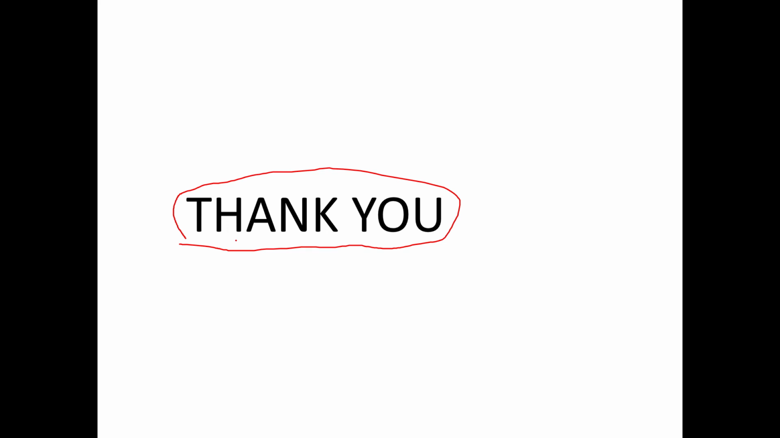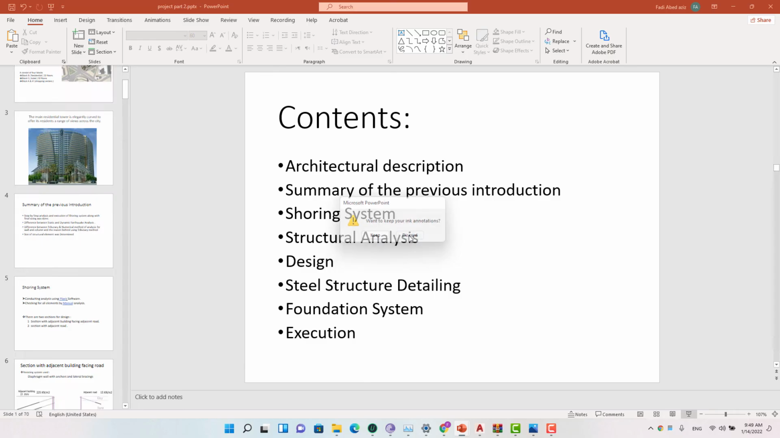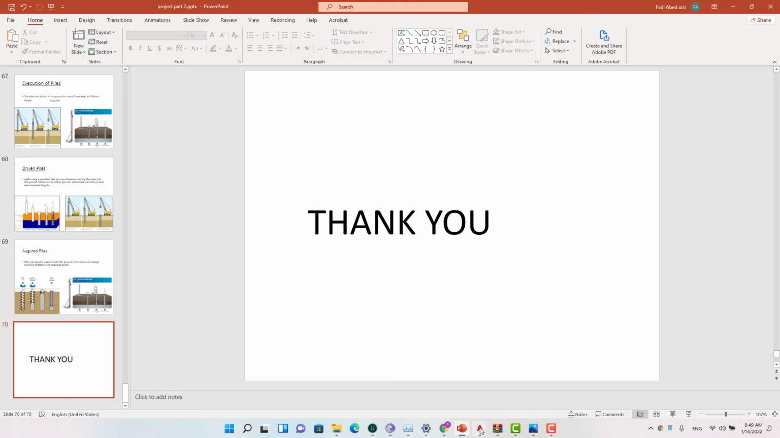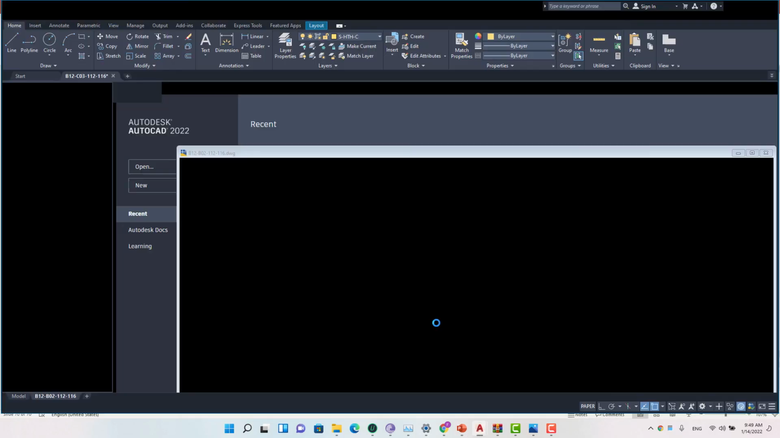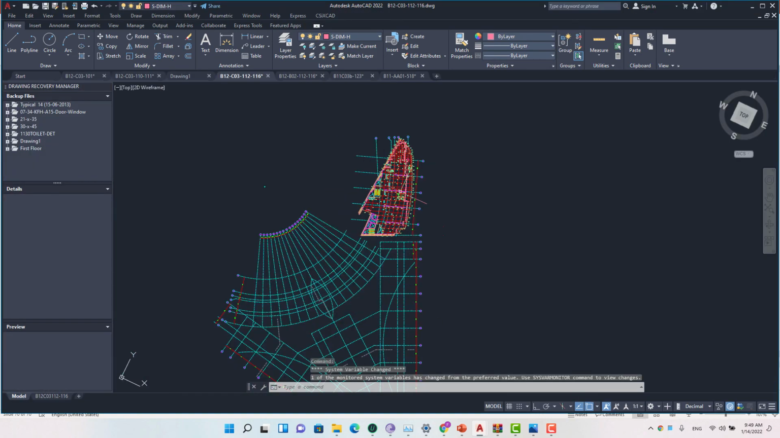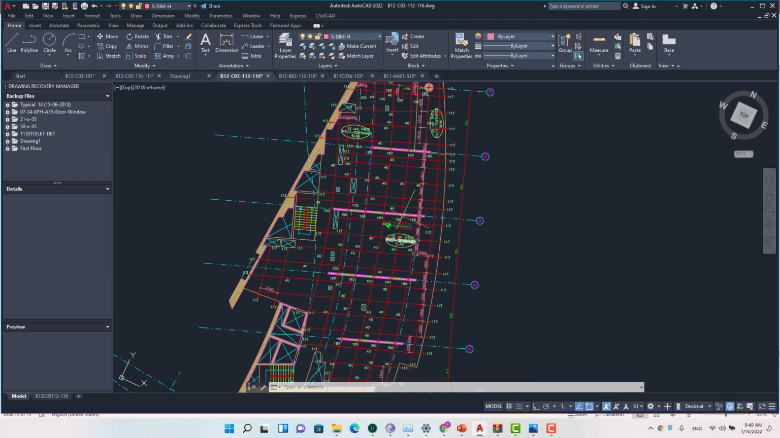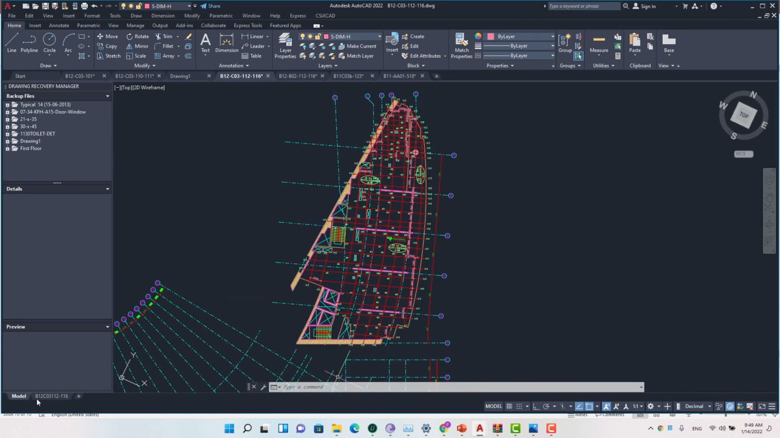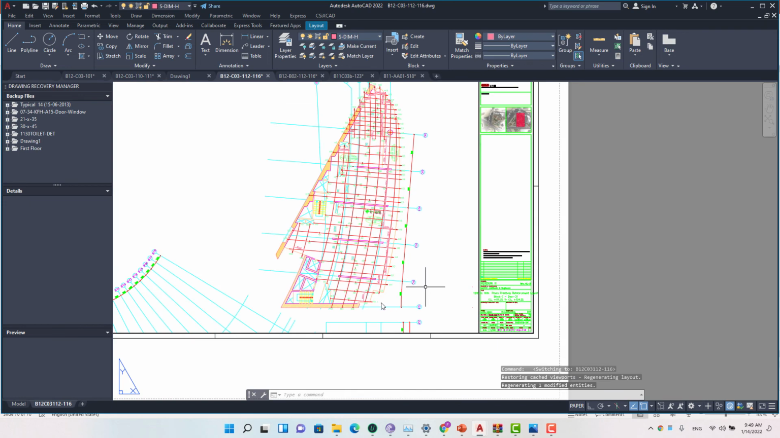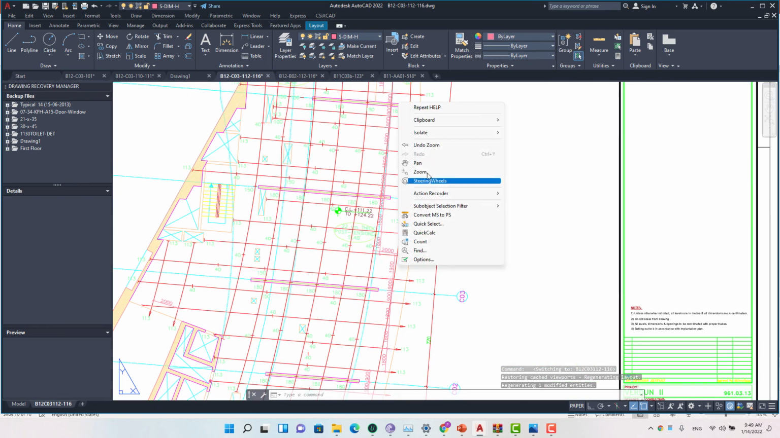In the next lesson, we are going to move forward with modeling. We are going to use ETABS and other software for modeling. I just need to show you something related to our project. Here these are the plans. This is the plan of block C. As I said, this is a real project.